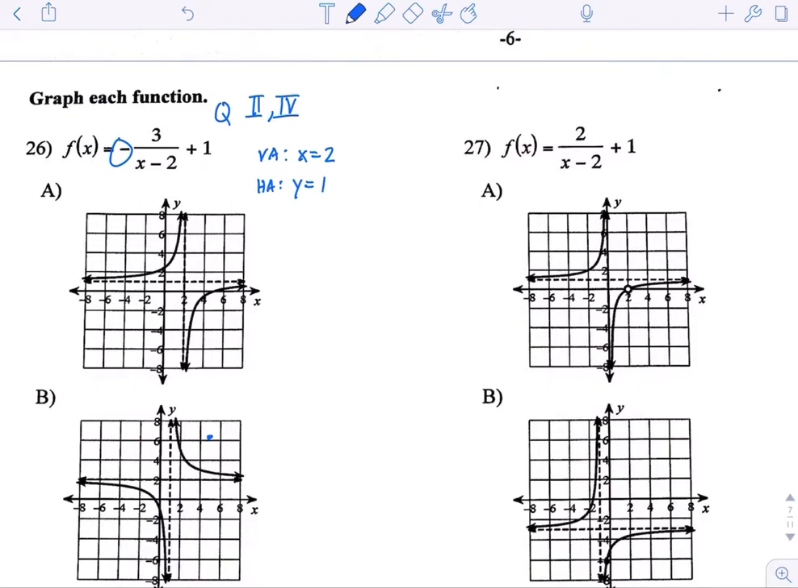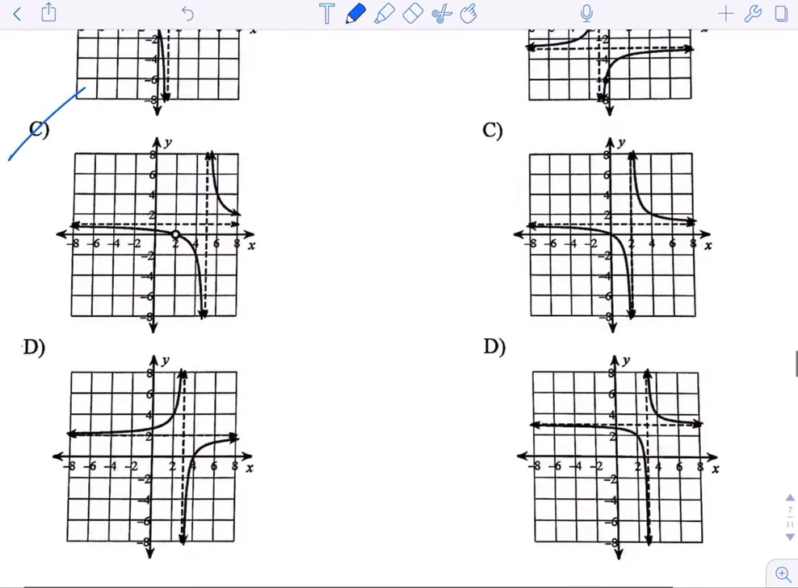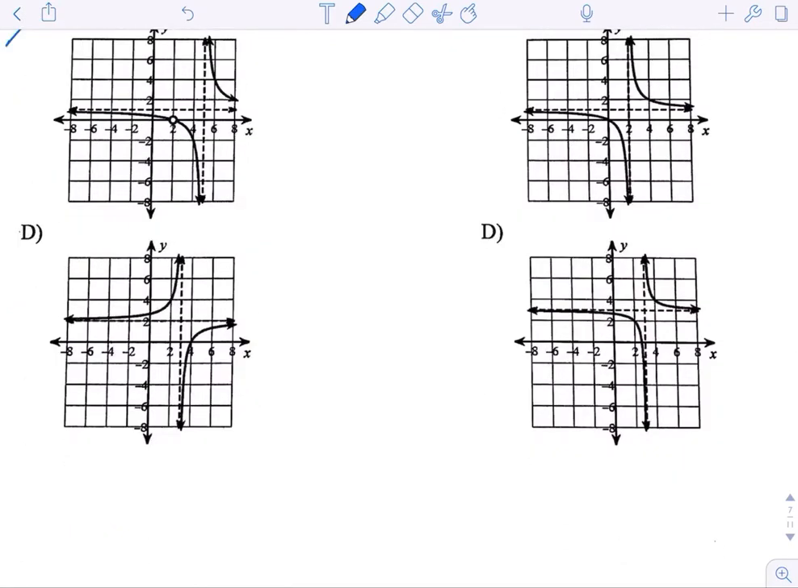So let's just look for a graph where it's in quadrants 2 and 4 and has vertical asymptote at 2 and horizontal at 1. Looks to be that one, right? Horizontal asymptote at 1 and vertical asymptote at 2. If you guys were to go down the list, this one's in 1 and 3, so that wouldn't be it. That's also in 1 and 3, that wouldn't be it. This one is in quadrants 2 and 4, but then it has a horizontal at 2 and a vertical at 3, so it can't be that one.